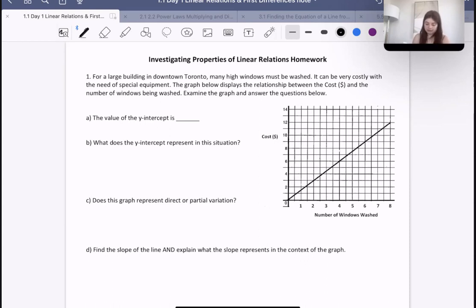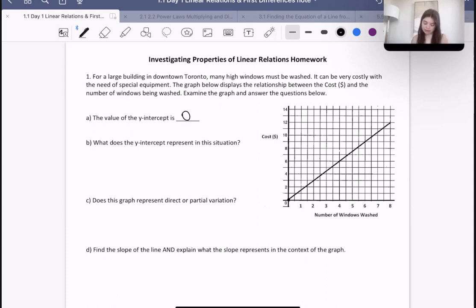Well, that would be 0, right? Because over here we have the point (0, 0). If we don't want any windows washed, it doesn't cost anything at all. We just wouldn't hire this company to wash our windows. Or in other words, there's no fee just to get them to come out and wash windows. It's not as though we have to pay an initial one-time fee and then extra for every window we're washing. No, it costs this much money per window with no upfront fee for them to come out and wash the windows.